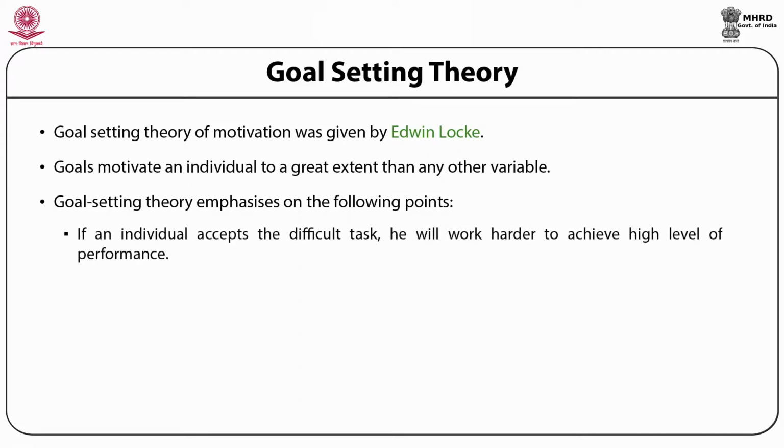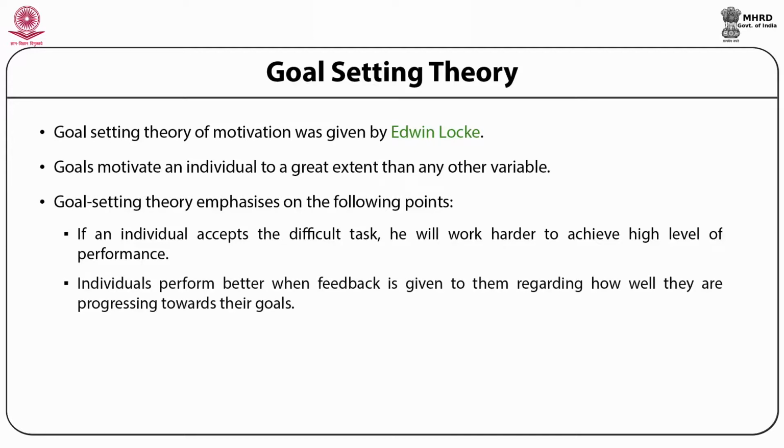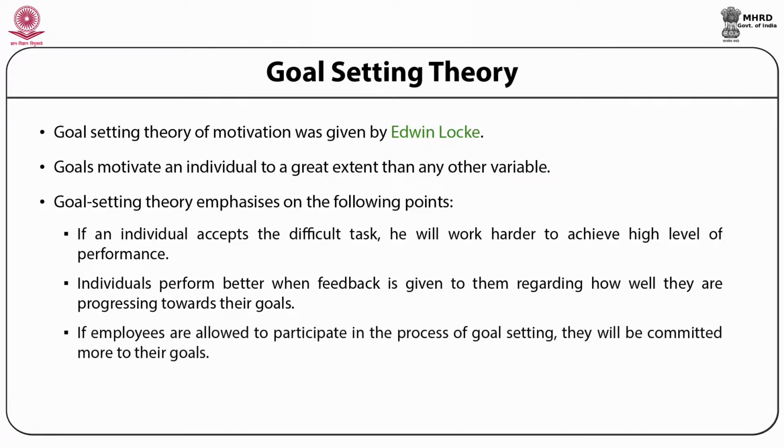First is, if an individual accepts the difficult task, he will work harder to achieve a high level of performance. Second is, individuals perform better when feedback is given to them regarding how well they are progressing towards their goals. This is because feedback helps in identifying the gaps between the desired performance and the actual performance. Goal setting theory also proposed that if employees are allowed to participate in the process of goal setting, they will be committed more to their goals. This is because people always express a high level of commitment to the tasks which are assigned to them with their consent rather than arbitrarily.